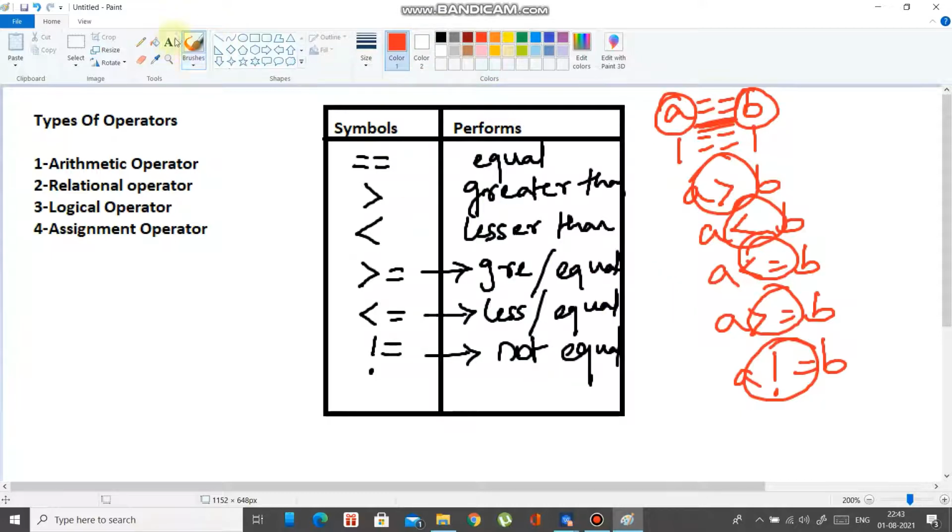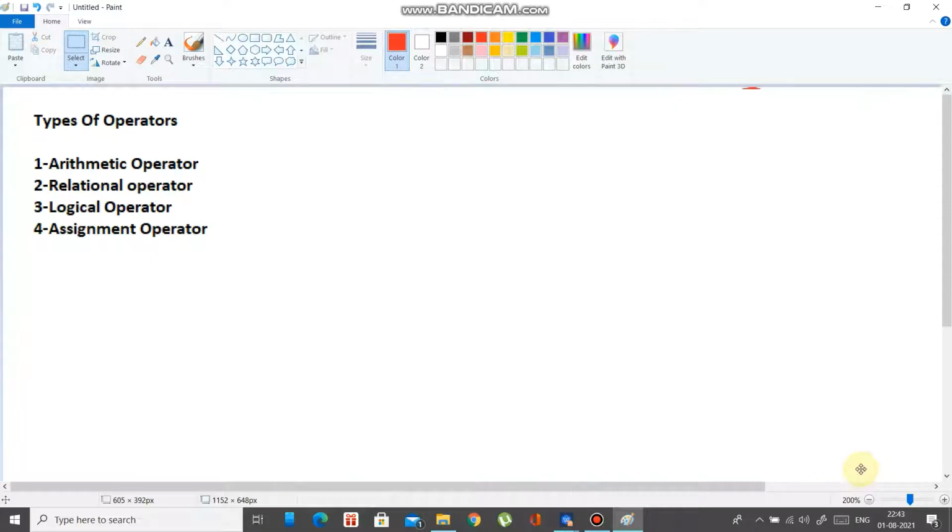Now let us see about the assignment operator, because for the logical operator I even have to explain the truth table.